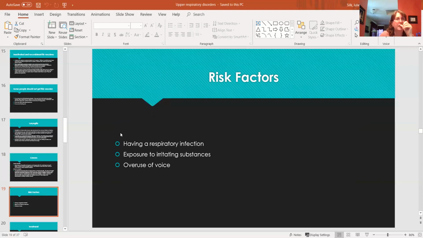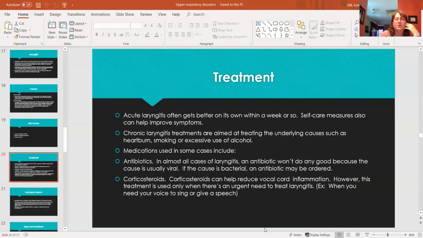So here are your risk factors. Again, infection, some kind of exposure to an irritating substance, or overuse of your voice. As for treatment, really, you're not going to treat it. You just rest your voice and then it gets better. You're not going to treat it unless you know for sure it's caused by a bacteria. In that case, you would get an antibiotic, and that would help. If you're someone who uses their voice a lot and you need to cut down the time that you're sick, sometimes they'll give a corticosteroid to help reduce vocal cord inflammation, and it might help you get better a little faster.